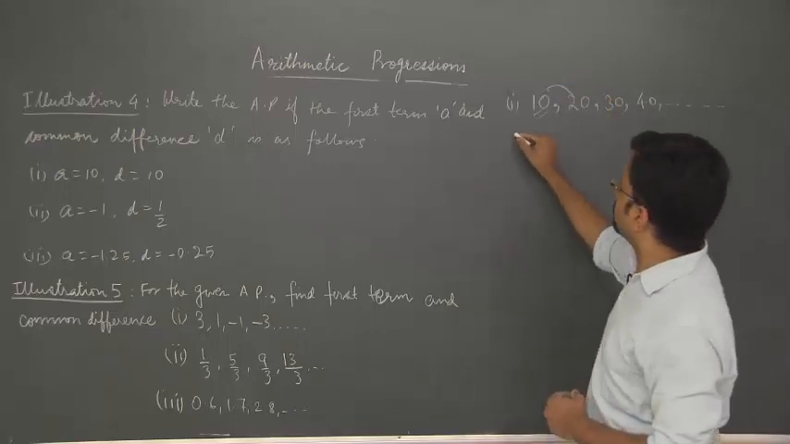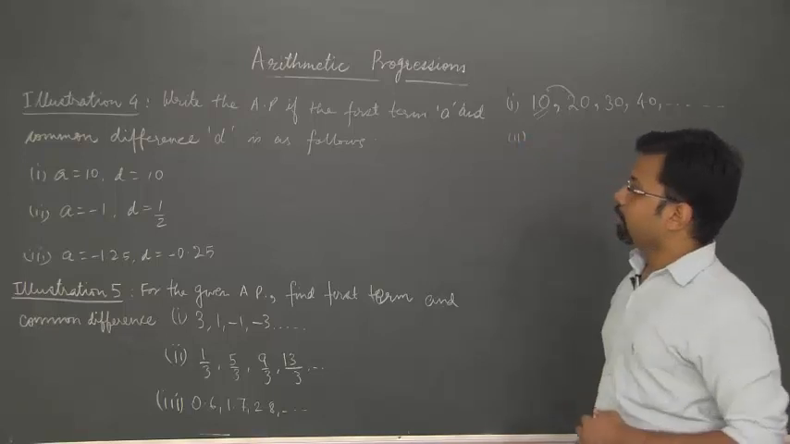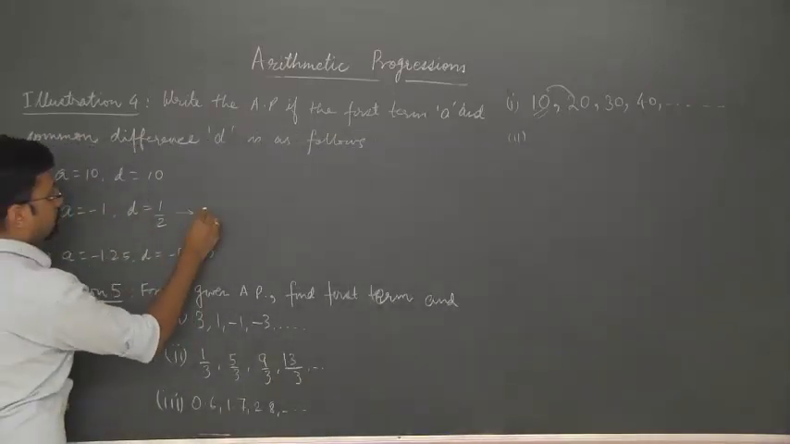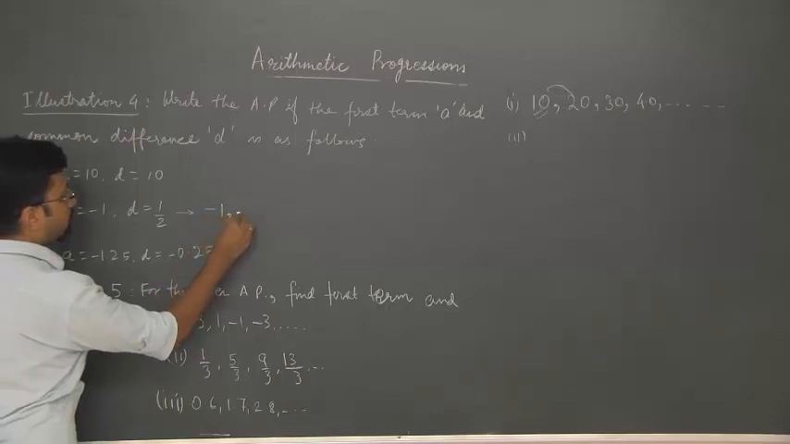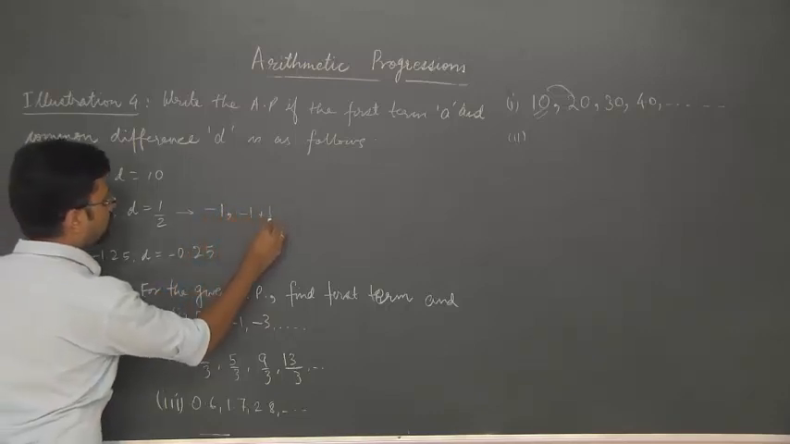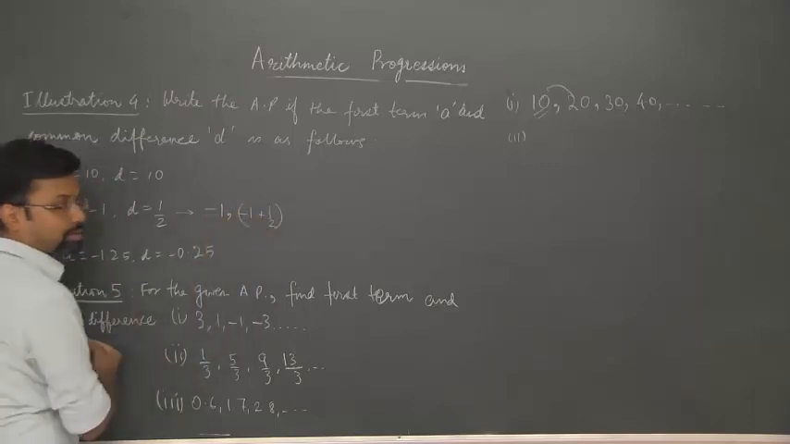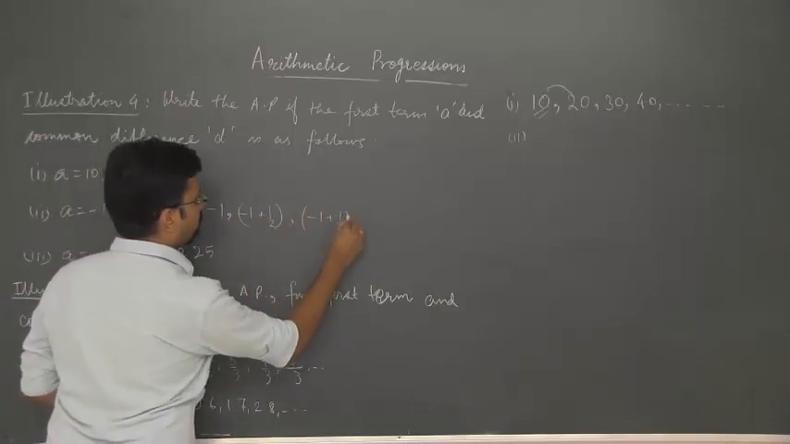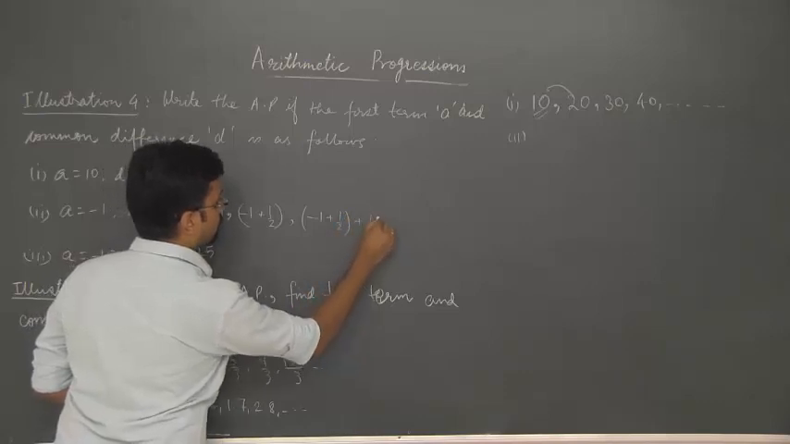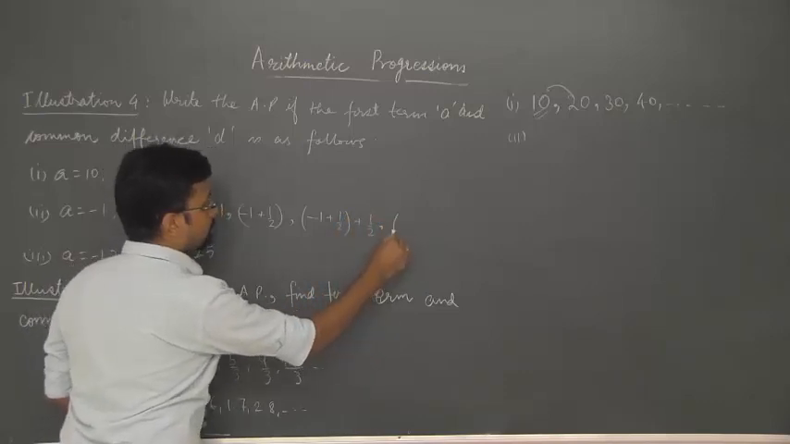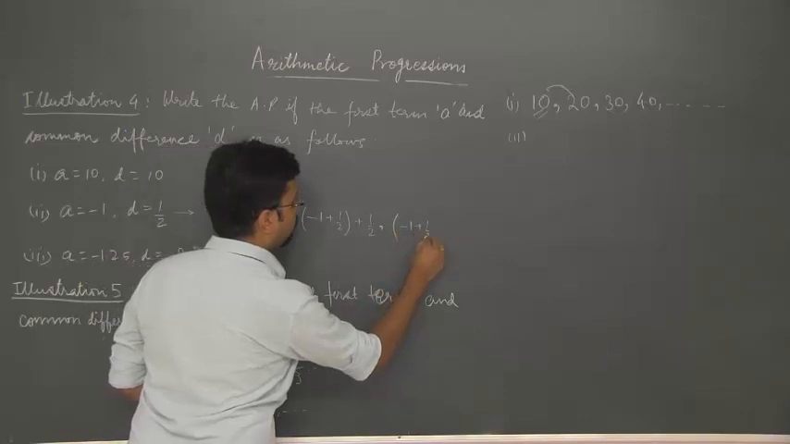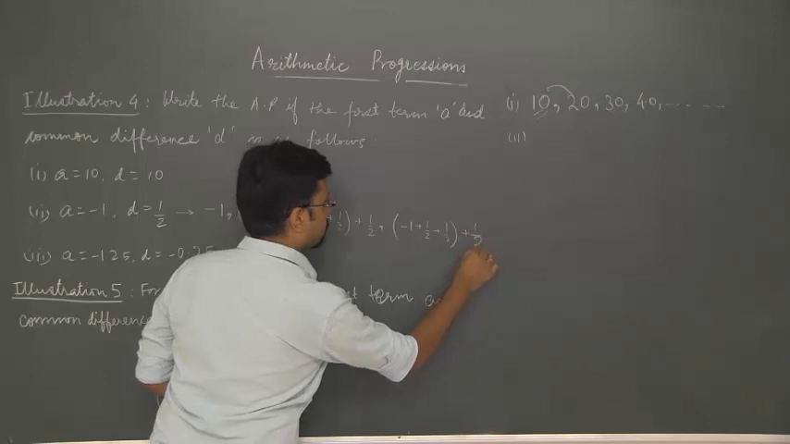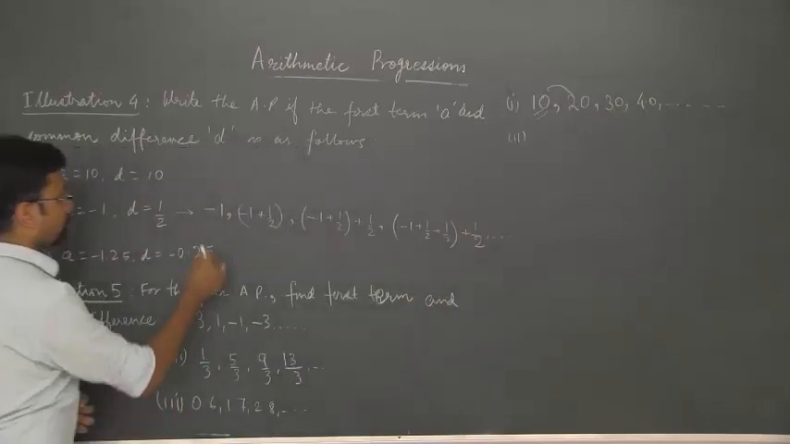For the second question, when A equal to minus 1 and D equal to half, the first term would be minus 1, the second term will be minus 1 plus half. The third term would be minus 1 plus half plus half. The next one would be minus 1 plus half plus half plus half, and so on. So what do we get?